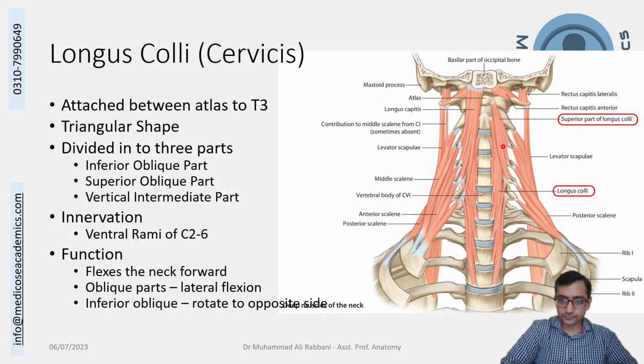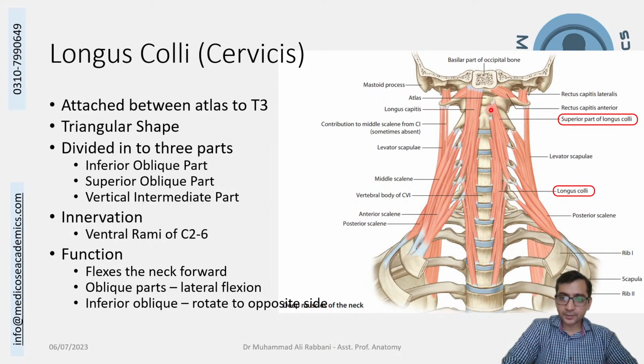This whole muscle is longus colli. Medially, it is attached to the anterior tubercle of the atlas and the bodies of C1 to T4 all the way. It is attached to the bodies, and laterally these are attached to the transverse processes of the typical cervical vertebrae, C3, 4, 5, 6. So it acts as a flexor of the vertebral column.